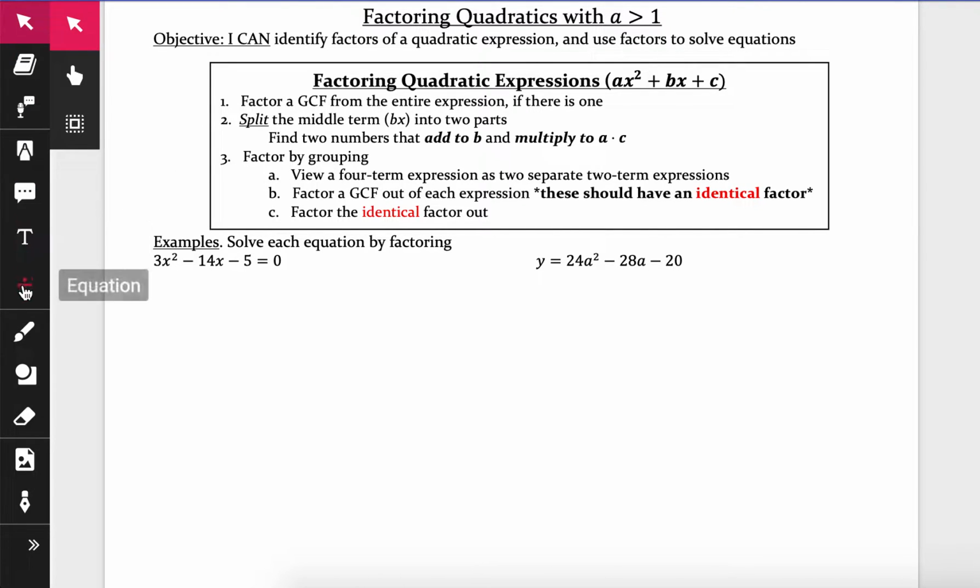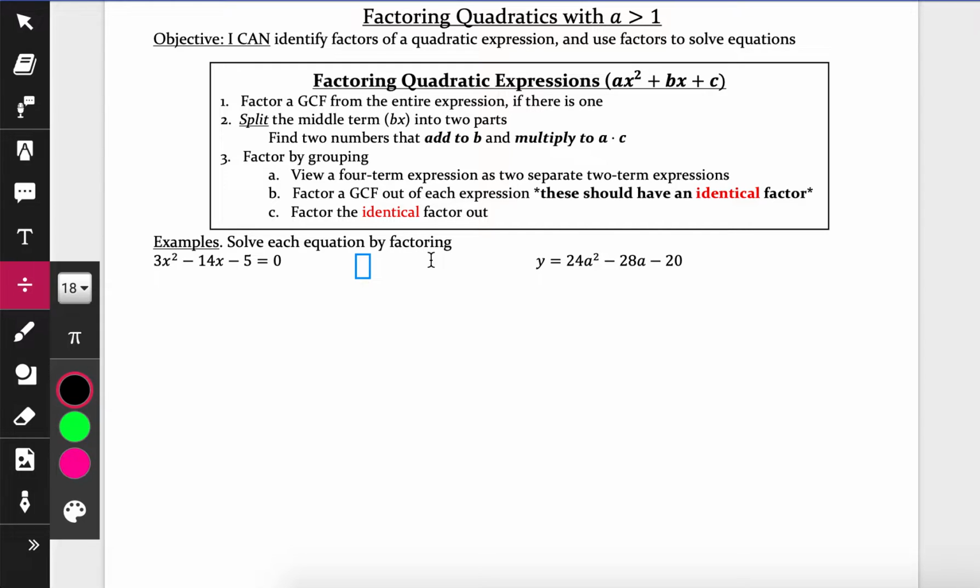So in our first example here, let's take a look at our equation. Notice that this is already in standard form, which is good. We're going to look for a GCF, but there's nothing in common between these three terms, so we're going to go right to splitting the middle. So we're going to split up this negative 14 somehow. We want to split it up specifically into two numbers that multiply to a times c. That's 3 times negative 5, which is negative 15. And we want two numbers that also add to b, which is negative 14.